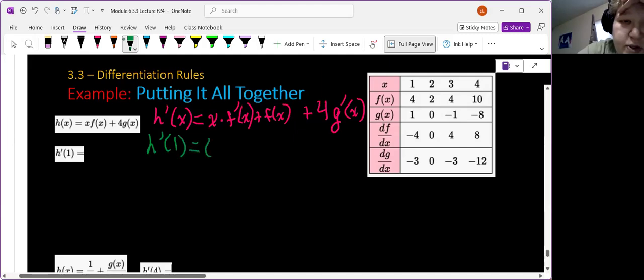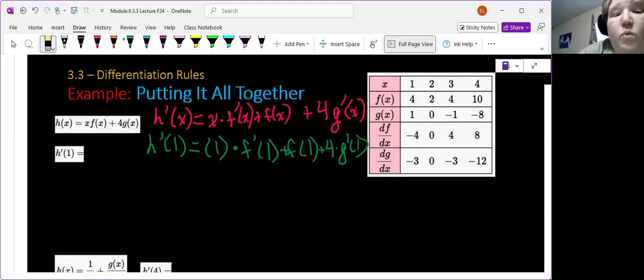So this is 1 times f prime of 1 plus f of 1 plus 4 times g prime of 1. I put an extra prime there when I shouldn't have. So 1 times f prime of 1 plus just f of 1 plus 4 times g prime of 1.